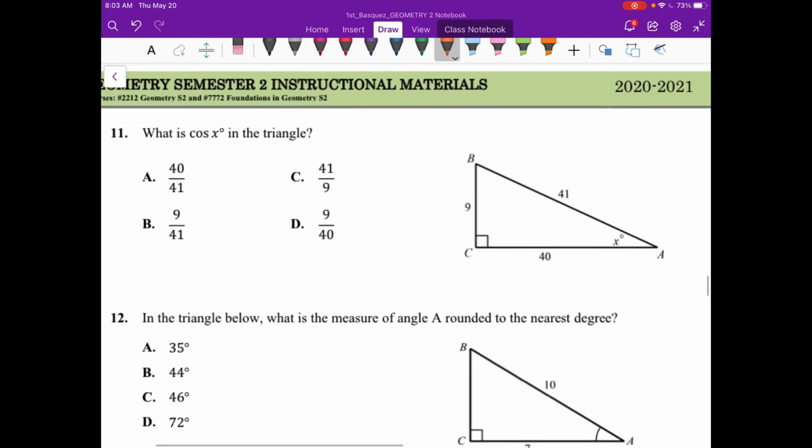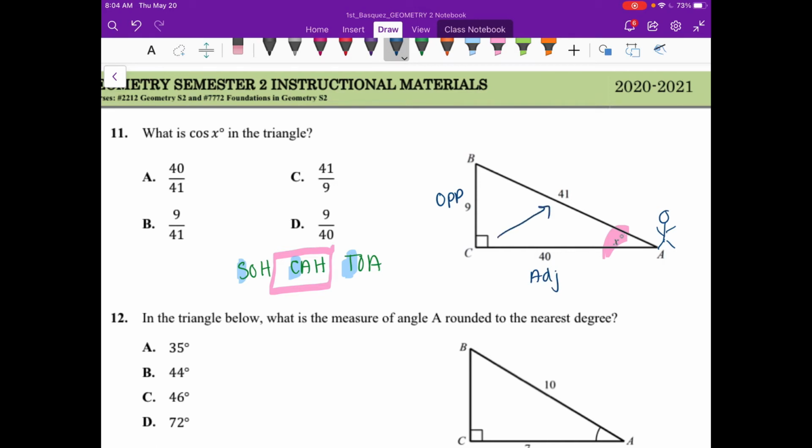Number 11, what is the cosine in this triangle? So cosine goes back to our acronym of SOHCAHTOA, and we know that the first letters represent sine, cosine, and tangent. Now this one's specifically asking me for cosine, so I'm not going to be using the other ones. But if you're standing at angle X in this case, let's label the parts of our triangle. I know that this is going to be my opposite. This is my adjacent, and my hypotenuse is always across the 90-degree angle.